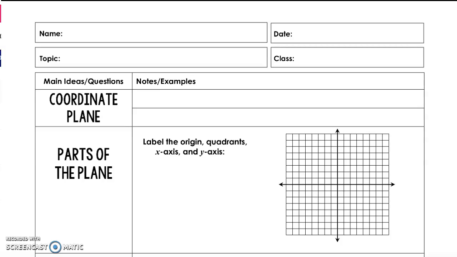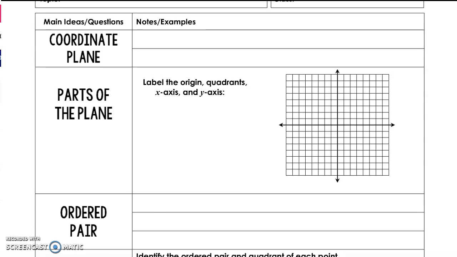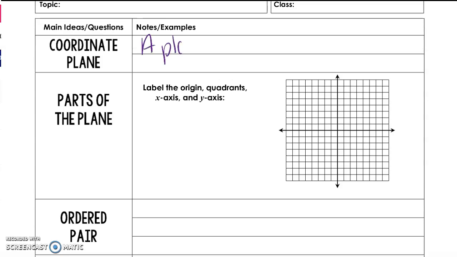This video covers notes 3-1 of our Unit 3, which is all about functions and relations. So a lot of graphing in this one. To start, we're going to review what a coordinate plane is. This is just a plane divided into 4 sections that is used for graphing.